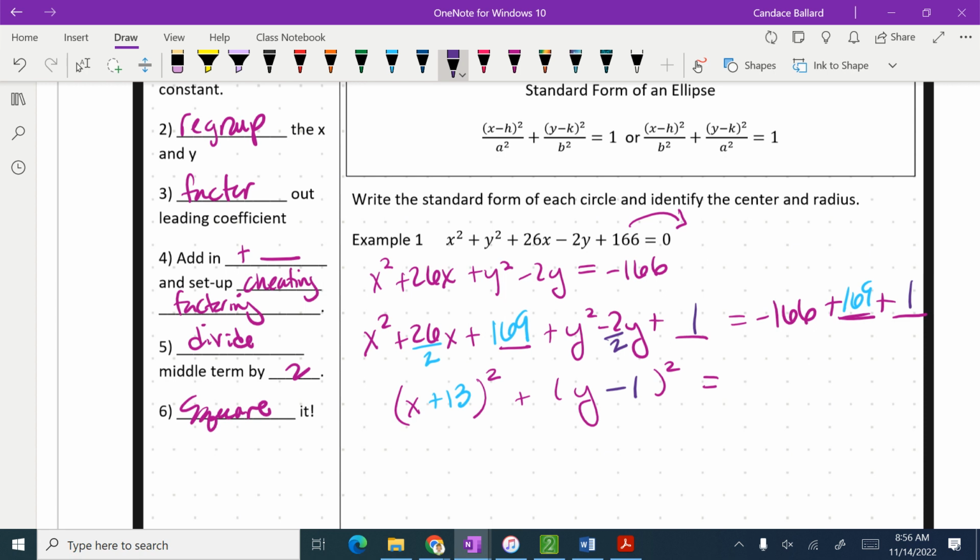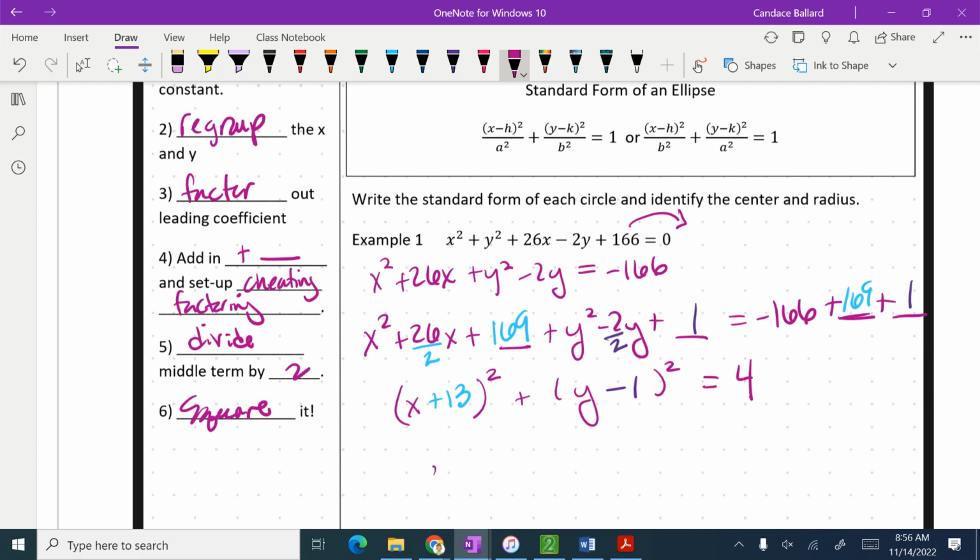Okay. The only thing I have left to do on this line is to add these numbers up, which at first I thought, oh, we could use a calculator, but I don't think it's that bad. What's negative 166 and positive 169? 3 plus 1 is 4. So that wasn't so bad. And I don't have to solve. I don't have to get down to the i's. I don't have to plus minus square root both sides. I don't have to do any of that. I'm done. That's the standard form of a circle.